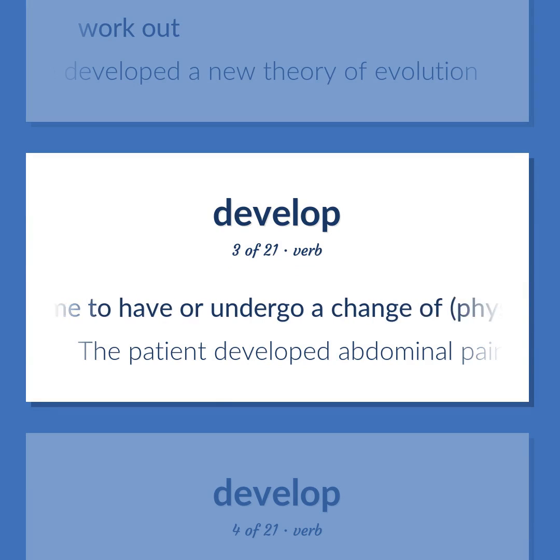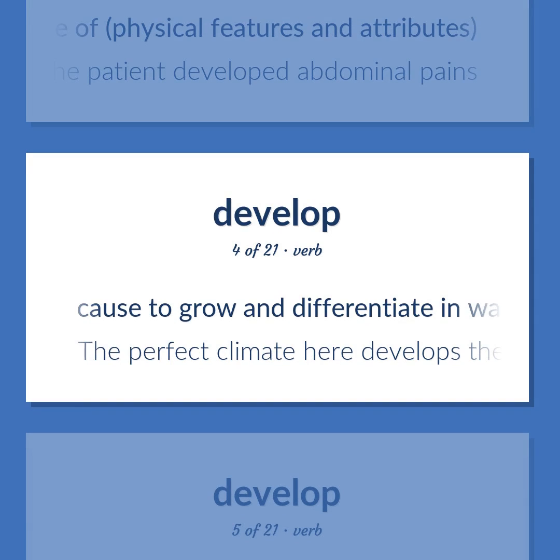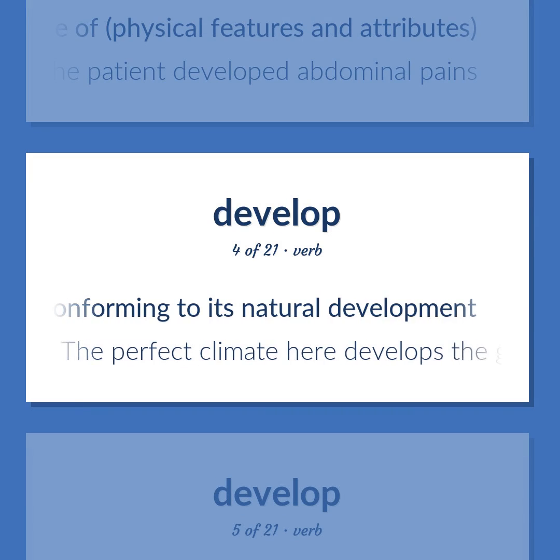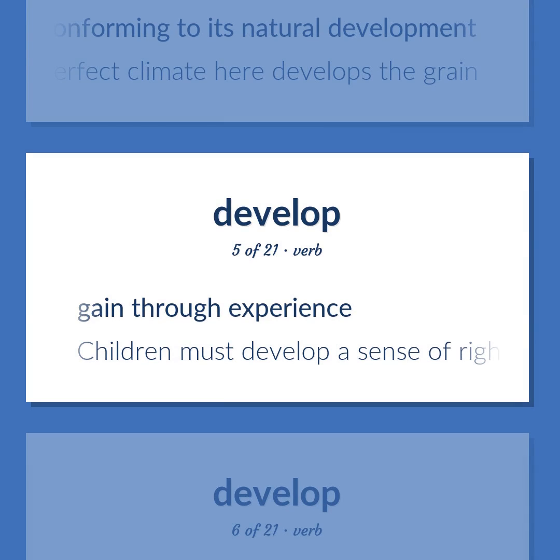Come to have or undergo a change of physical features and attributes. The patient developed abdominal pains. Cause to grow and differentiate in ways conforming to its natural development. The perfect climate here develops the grain. Gain through experience. Children must develop a sense of right and wrong.